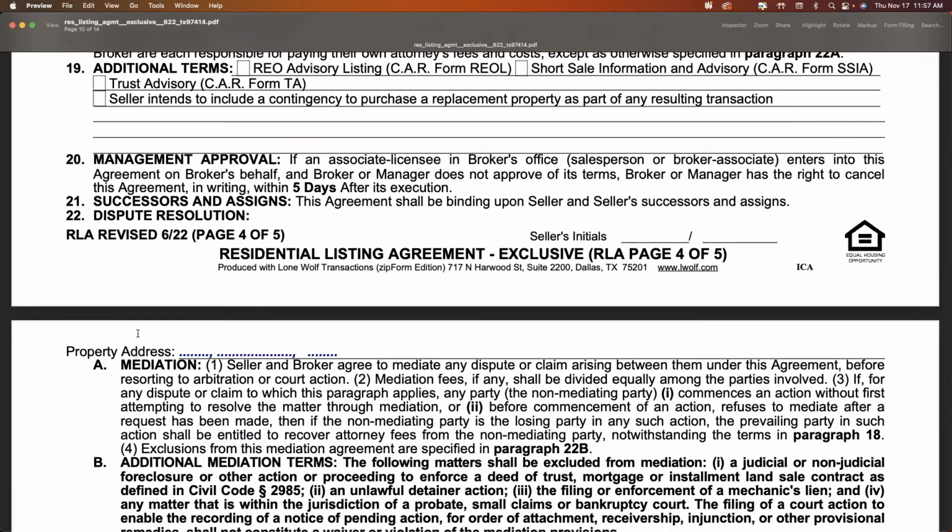Okay. Successors and assigns. This agreement shall be binding upon seller and seller's successors and assigns. So what that means is this: if I am the seller, I sign the listing agreement, and if something happens to me, I pass away, whoever is my successor, they have to still move on with the listing. Basically what they're saying is the listing survives me.